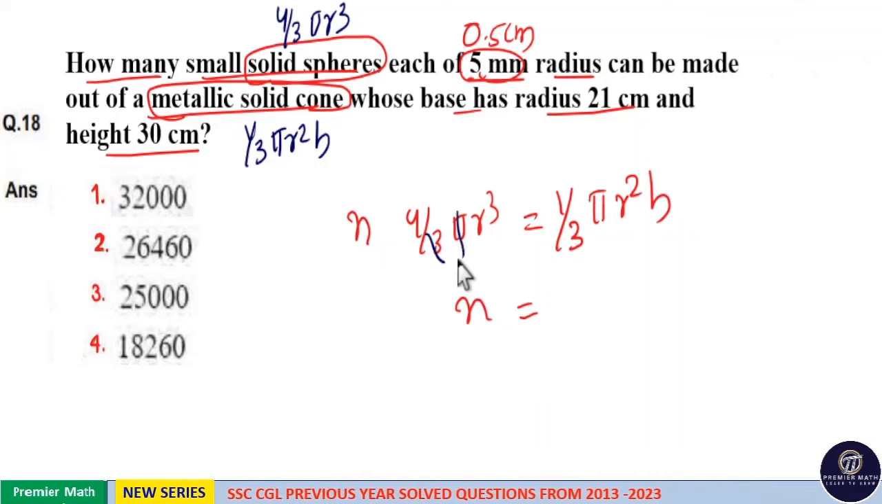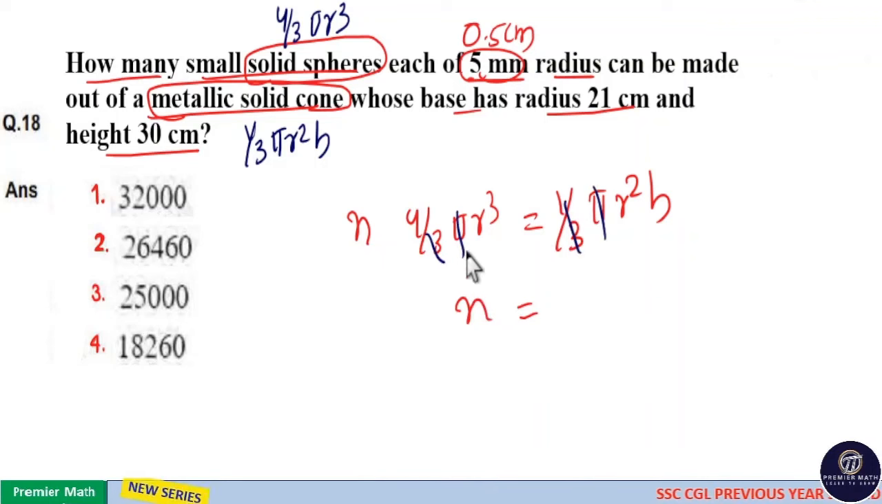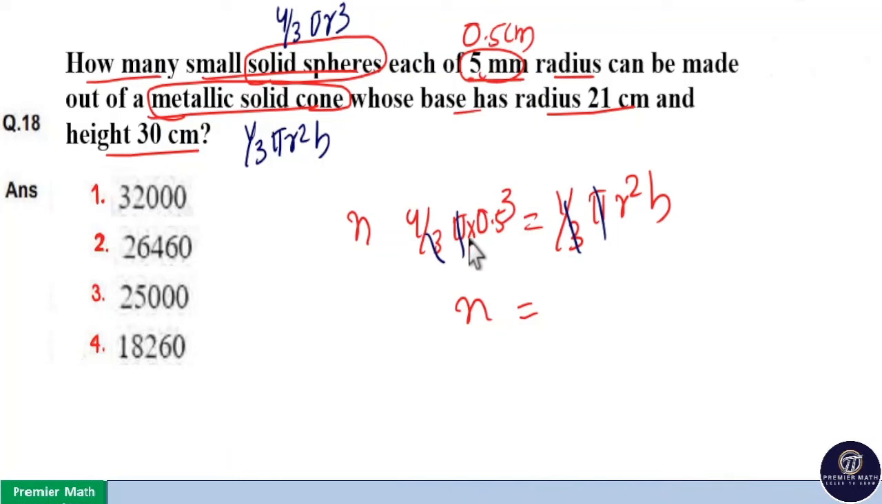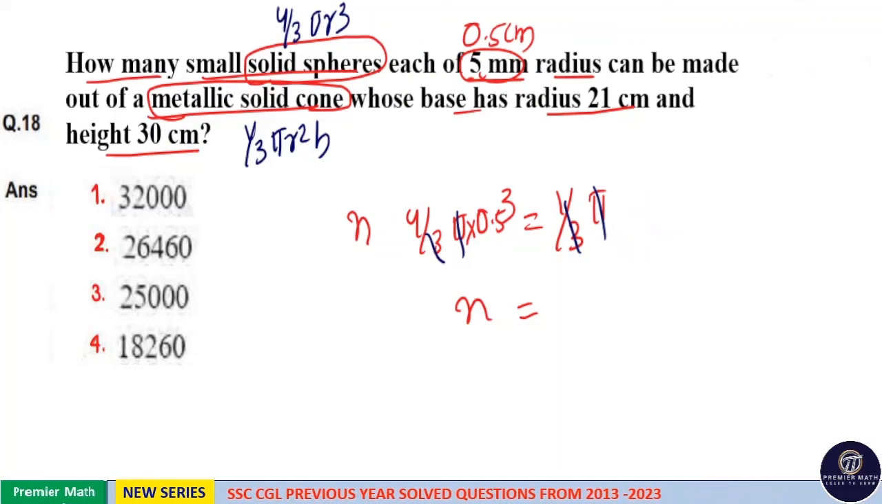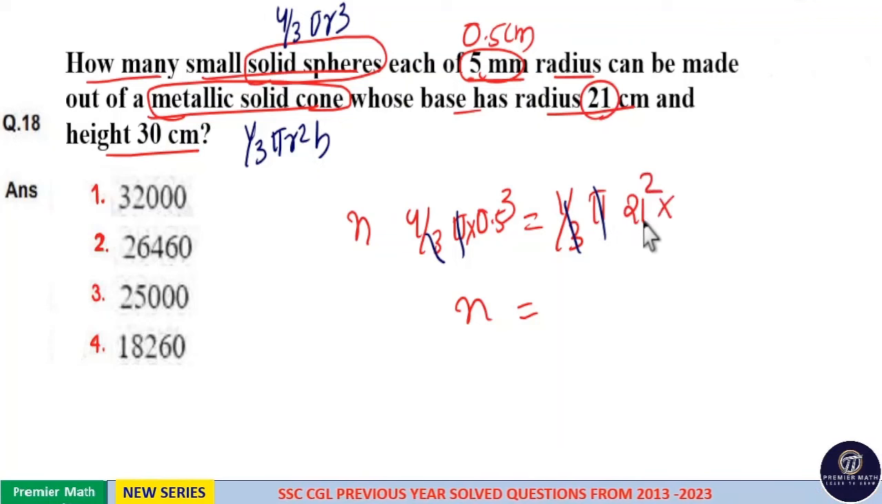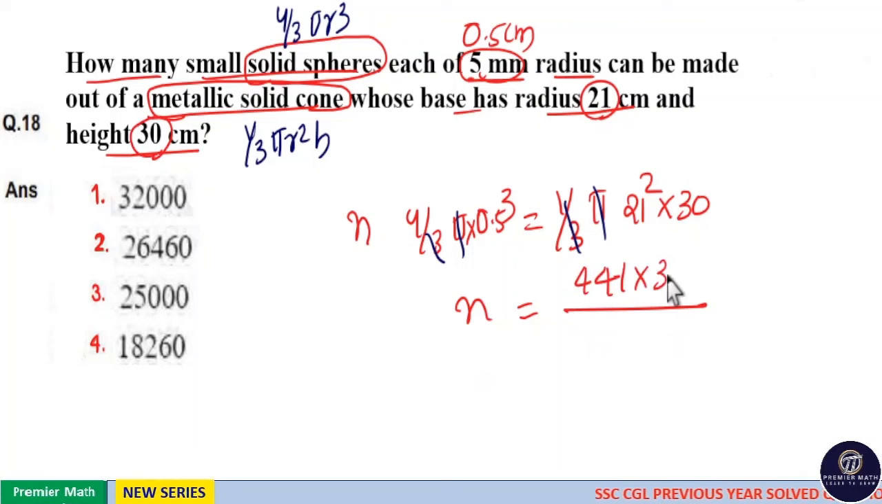1 by 3 pi and 1 by 3 pi cancel. And here r cube for solid sphere is equal to 0.5 cube. And r square h for cone is equal to r is equal to 21. So 21 square into h is equal to 30. Now n is equal to 21 square is equal to 441 remaining into 30 divided by 0.5 cube.